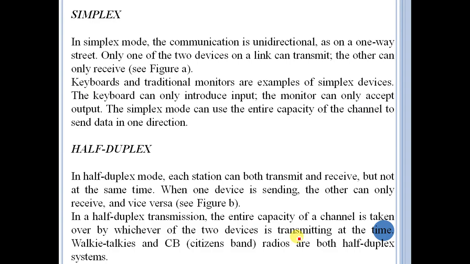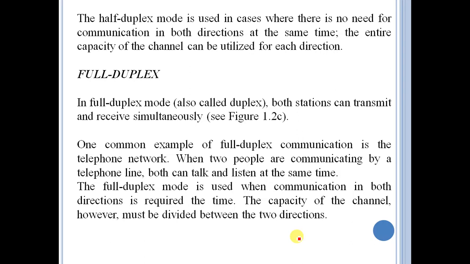So these are the types of communication. Simplex mode is unidirectional, sending data in one way. Half duplex, in this each station can transmit and receive data but not at the same time. Example is walkie-talkie. Next is full duplex. In full duplex, both stations can transmit and receive data simultaneously. Example is the telephone network. So this is how types of communication exist in our communication system.